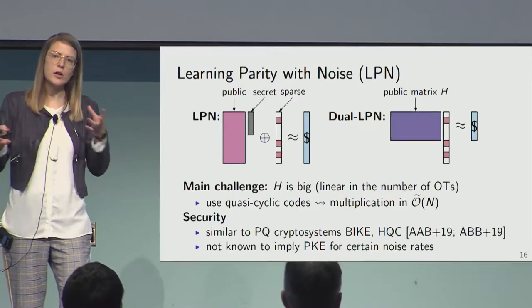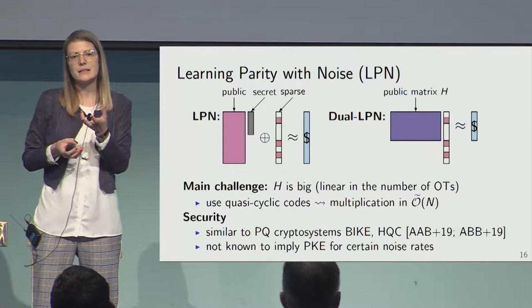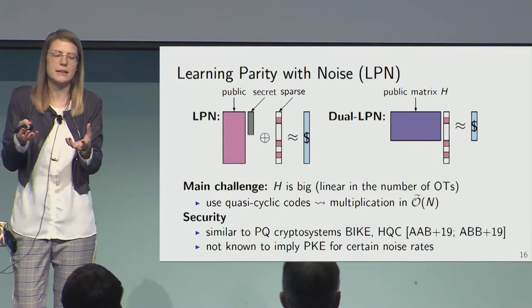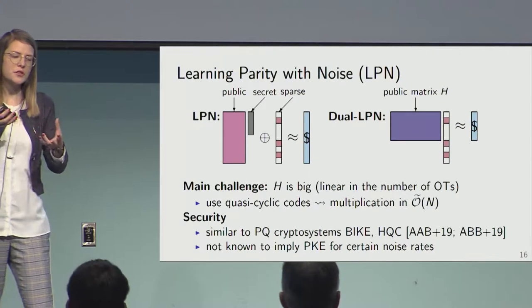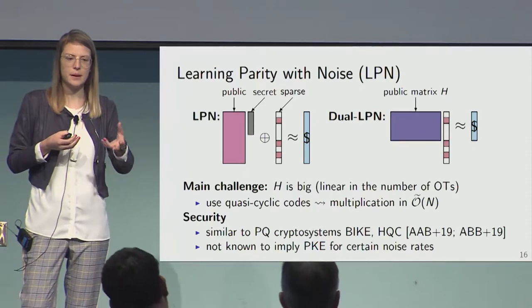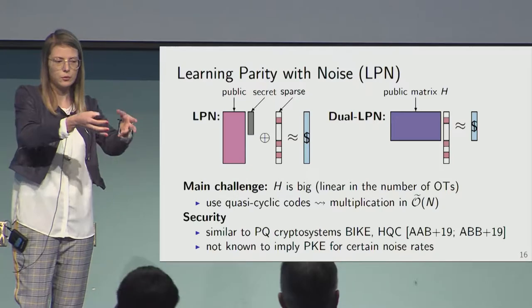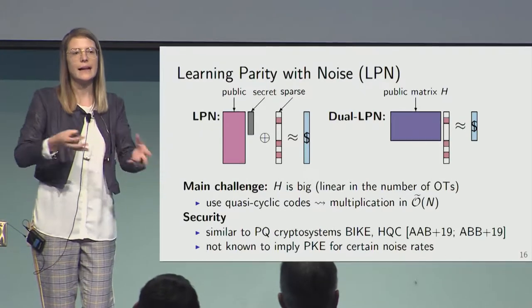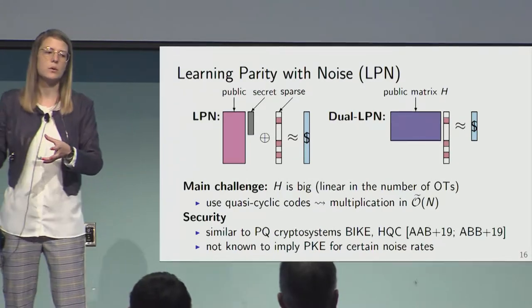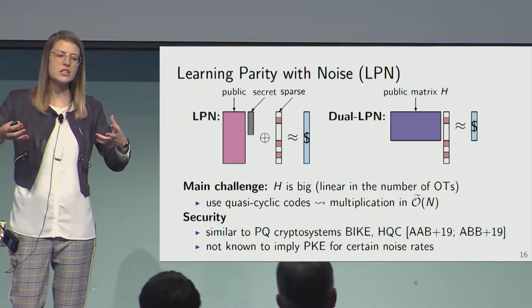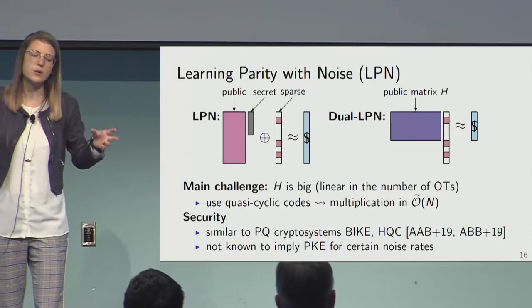Something I also want to mention: LPN is a symmetric-style assumption for two reasons. First of all, it does not imply public key encryption for certain noise rates, including the noise rates you can use for our construction. And second of all, it's very efficient. So again, we get an OT extension where we only use symmetric-style cryptography.